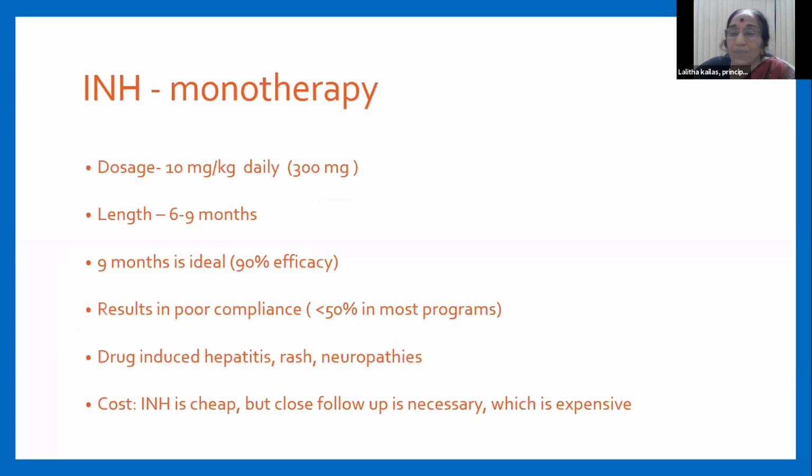So what we'll discuss with each one: INH monotherapy is the one that I have been doing currently. The dose is 10 milligram per kilogram, and the WHO has recommended 6 to 9 months, because with 9 months we get 90% efficacy. But with such a long duration of prophylaxis treatment, of course there is going to be poor compliance, and there is a chance of more side effects like hepatitis, rash, and all. The advantage is that it is cheap, but of course we need close follow-up over a longer period. So these are the disadvantages. The next is, Rakesh.